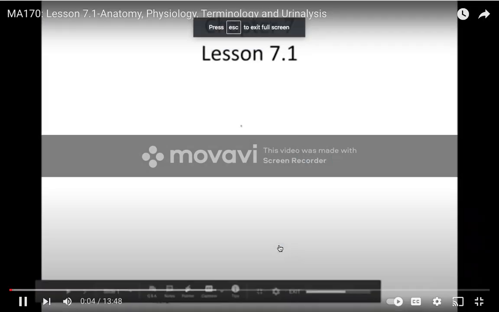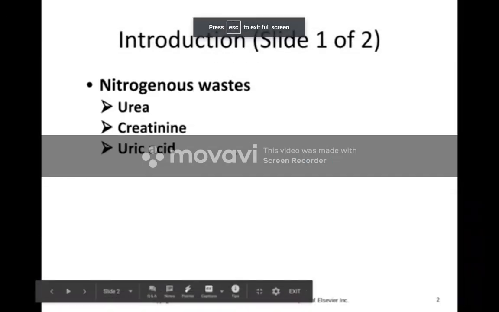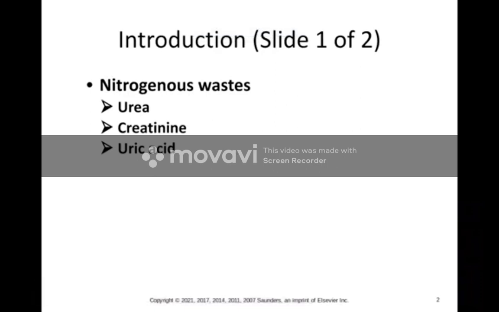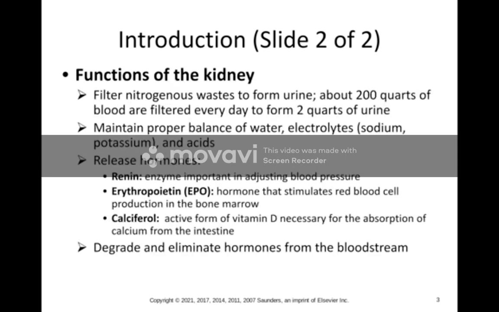Chapter 7, Lesson 7.1. So we're going to talk about nitrogenous wastes, urea, creatinine, and uric acid, and the functions of the kidney.